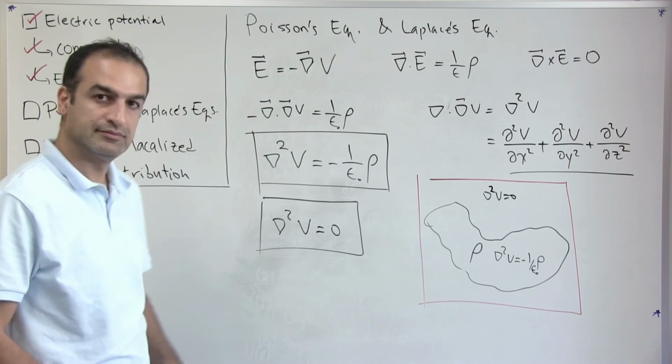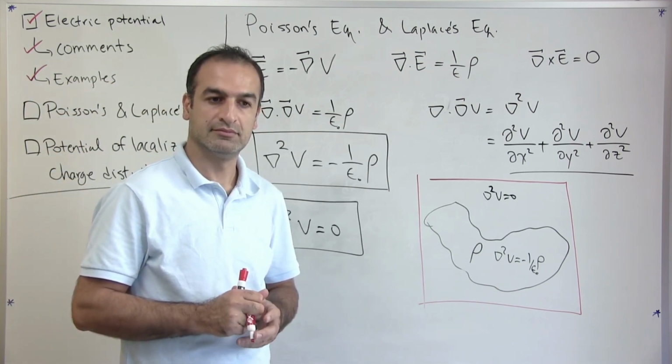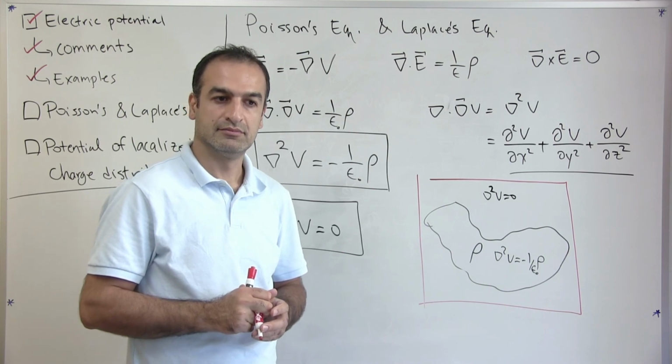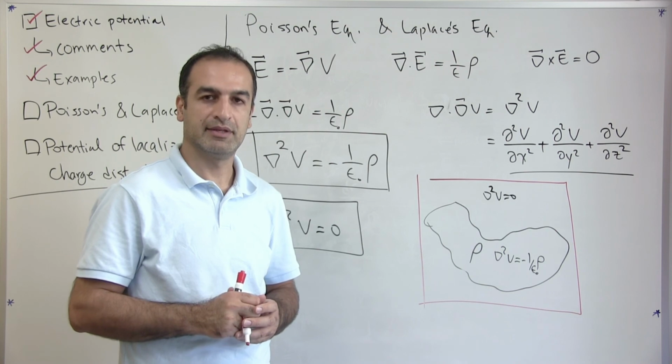So when the Laplacian is equal to 0, it just means that there's no charge. When there is no charge distribution, the Laplacian is 0.